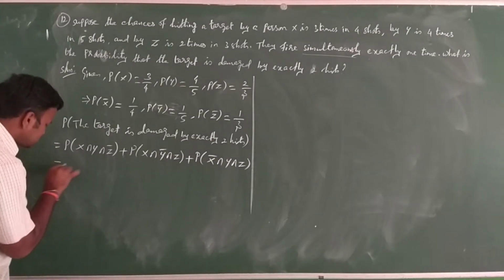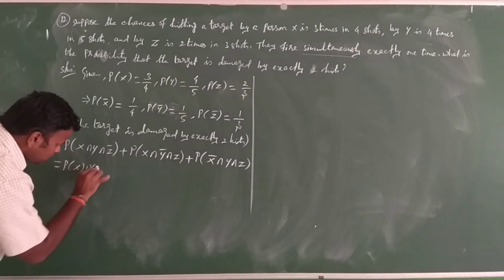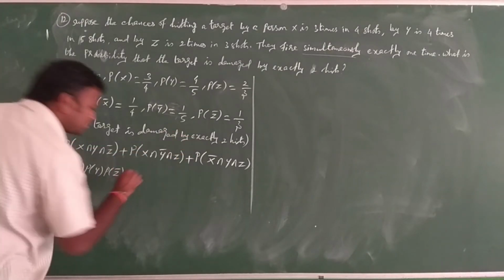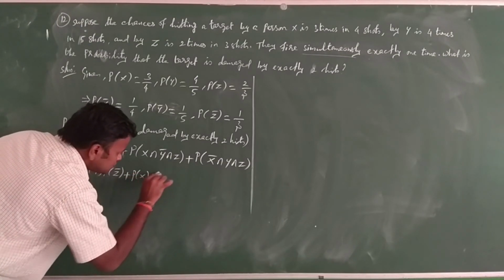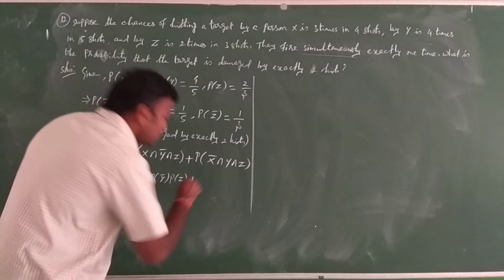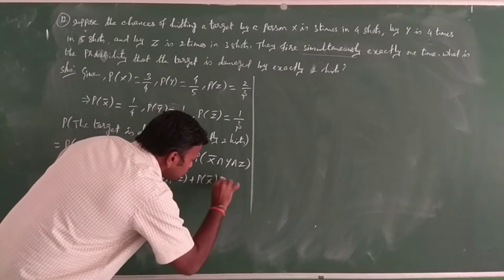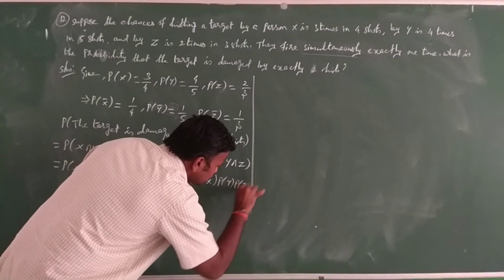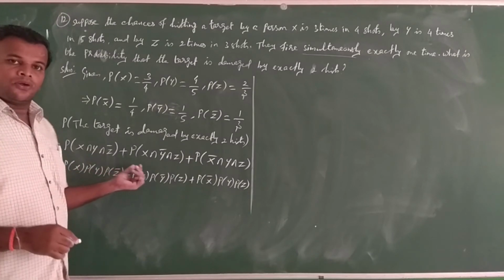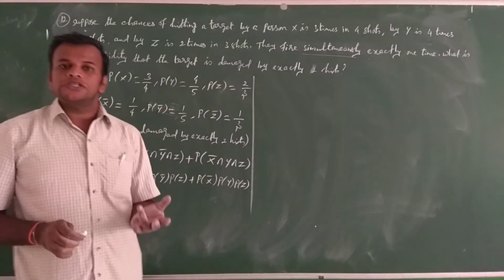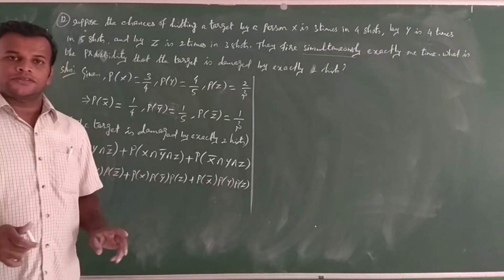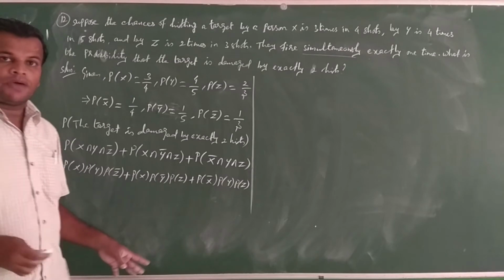So we write this: P of x, P of y, P of z, plus second one P of x, P of y bar, P of z, plus P of x bar, P of y, P of z. Because all the events are independent, you see the concept. You know if two events are independent, P of A intersection B is equal to P of A into P of B. So use that formula. Next, please substitute each and every value.